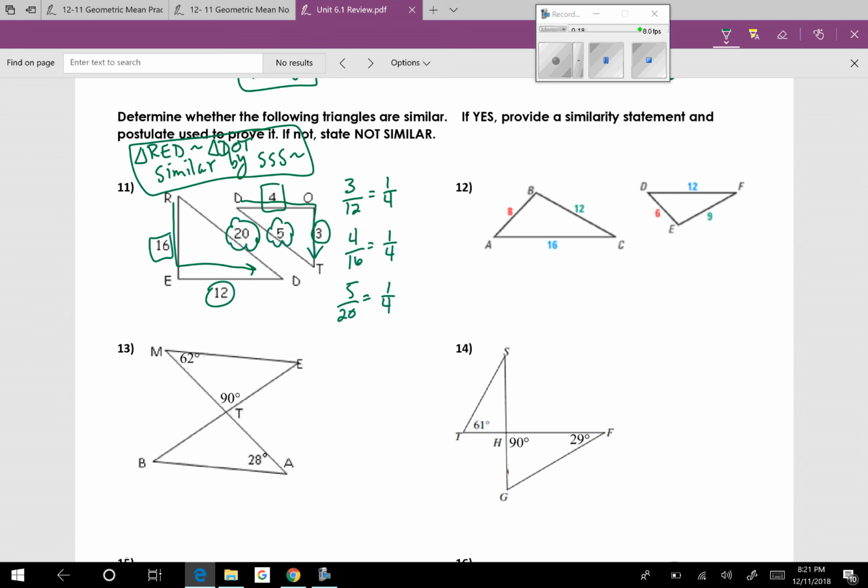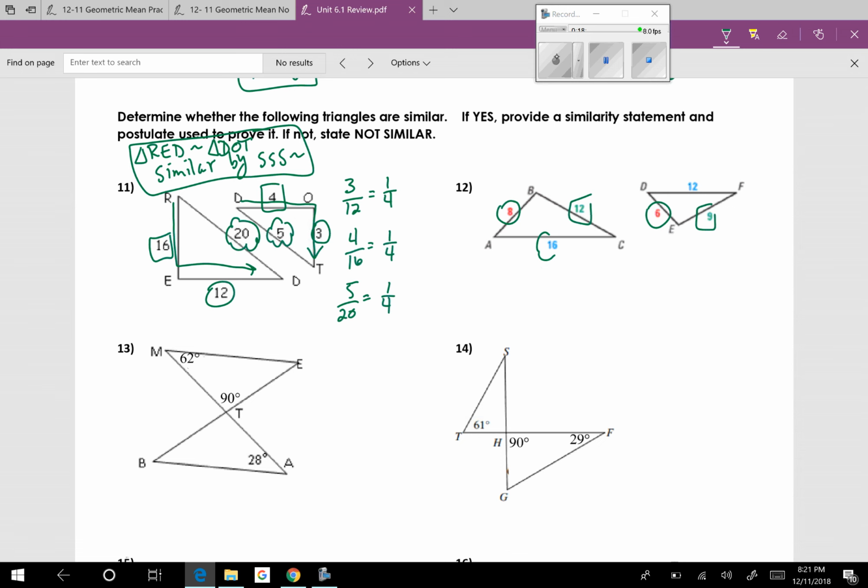All right, now let's do number 12. On this one, you can see which ones are supposed to match up. The 8 matches with the 6 because they're the shortest sides. The 12 matches with the 9.